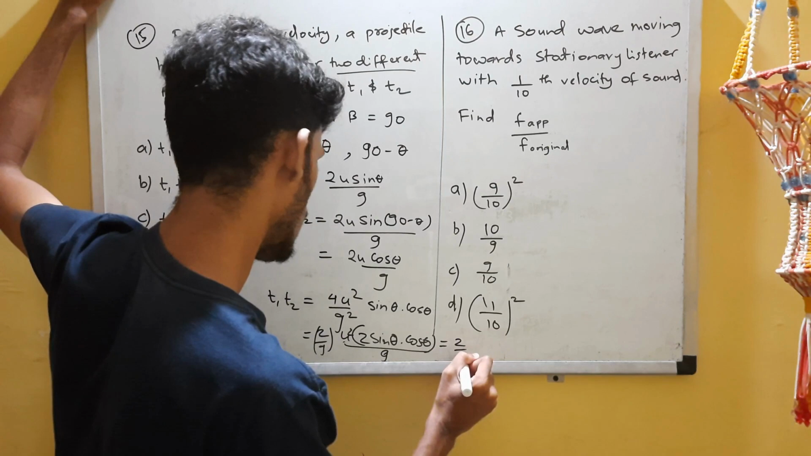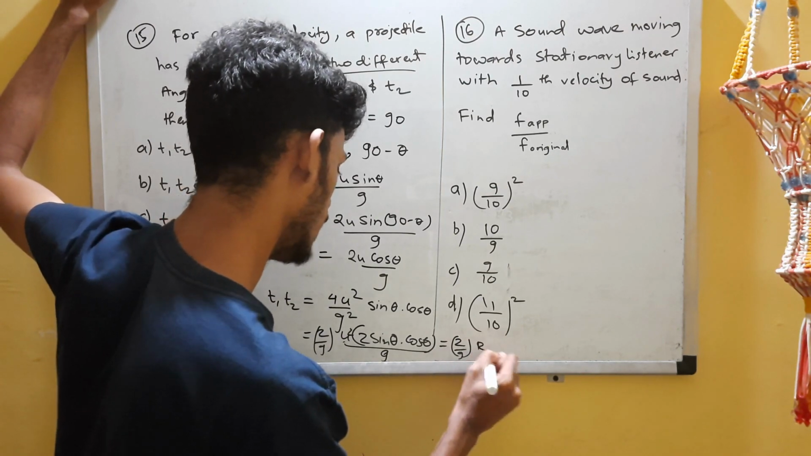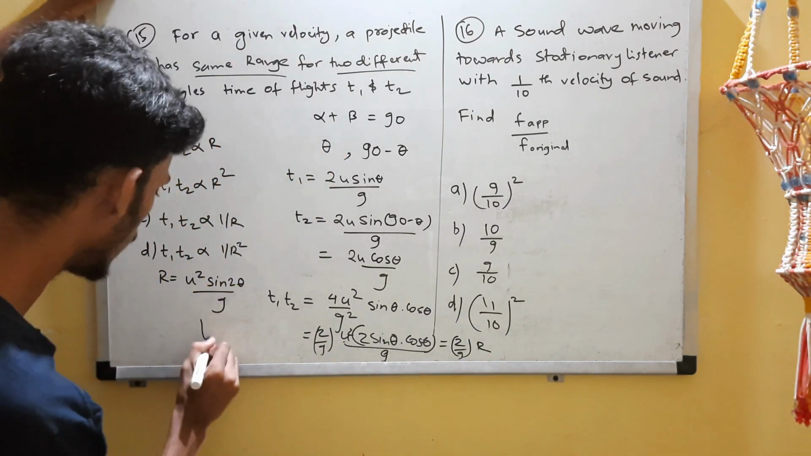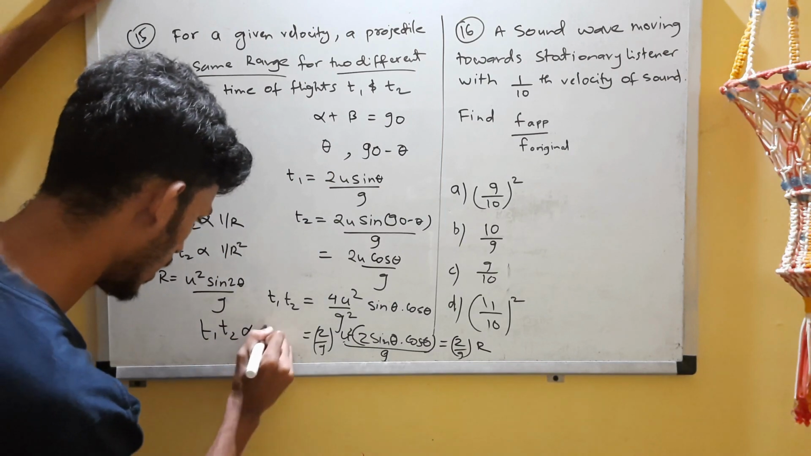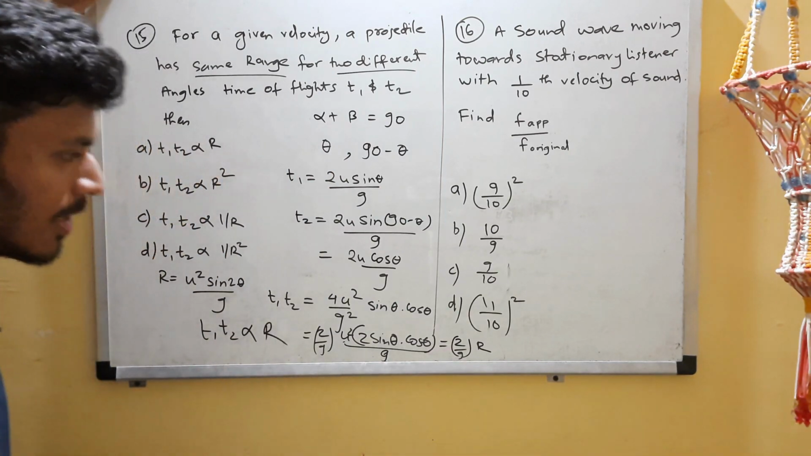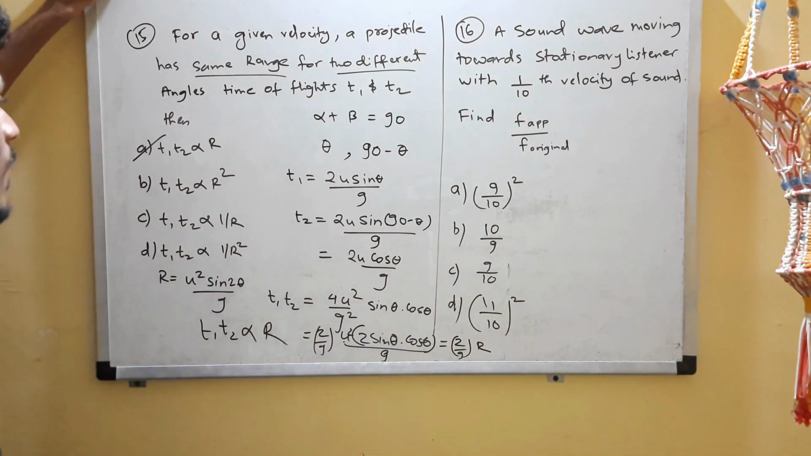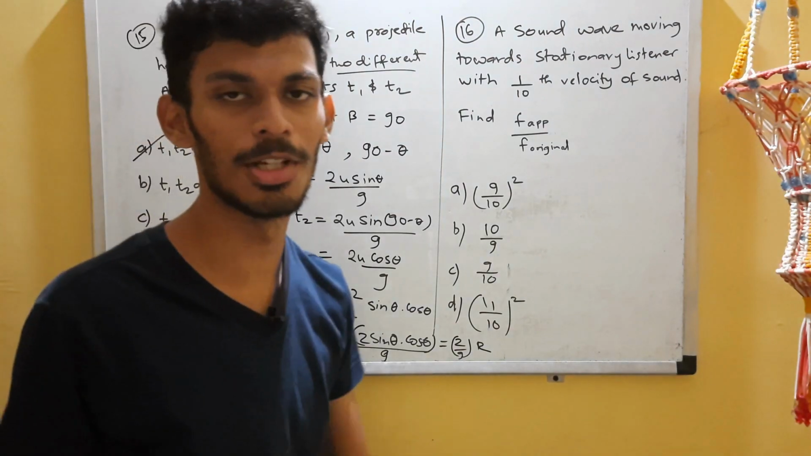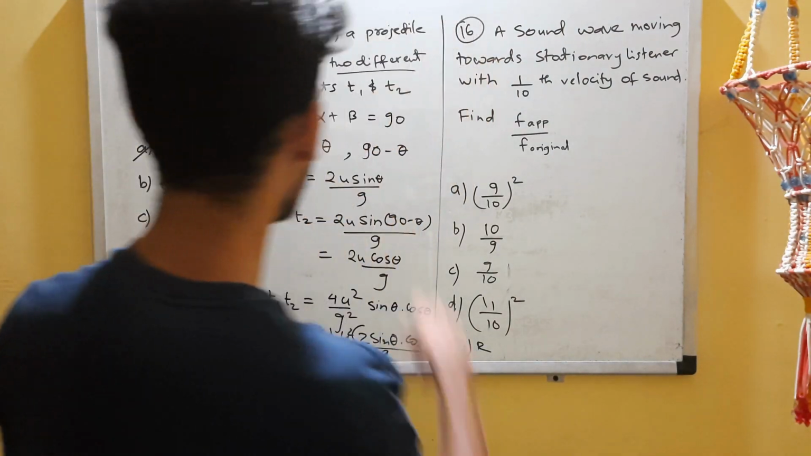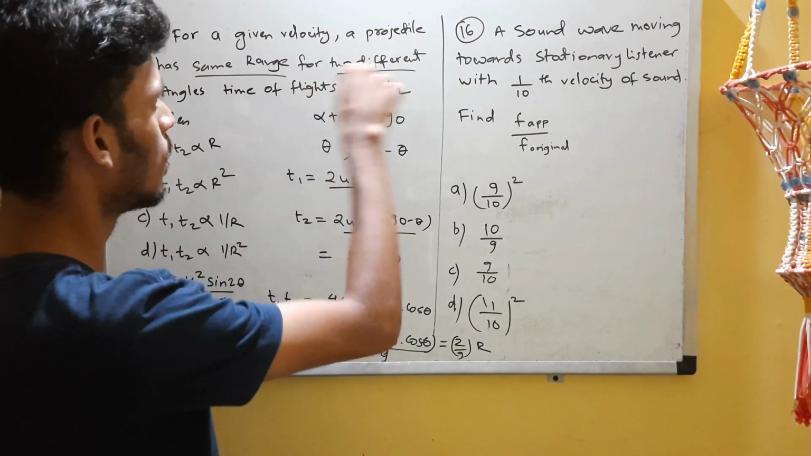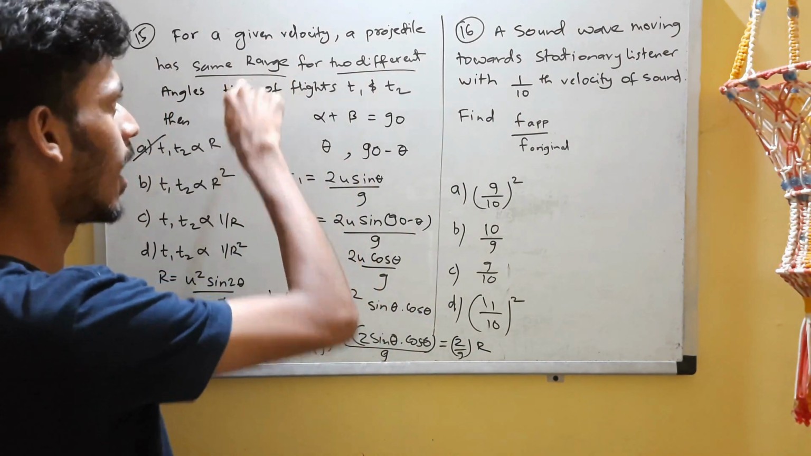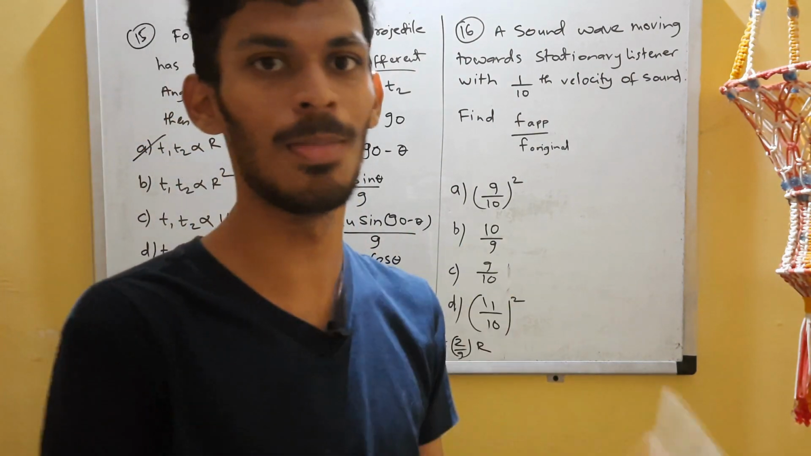So we'll have 2 by g, which is a constant, and here we have r. So you can see T1 into T2 is directly proportional to r. 2 by g is a constant. Okay, so here T1 into T2 is directly proportional to r. That is your answer. Okay, this thing should click for you, that two different angles for a given velocity will have the same range if they are complementary.